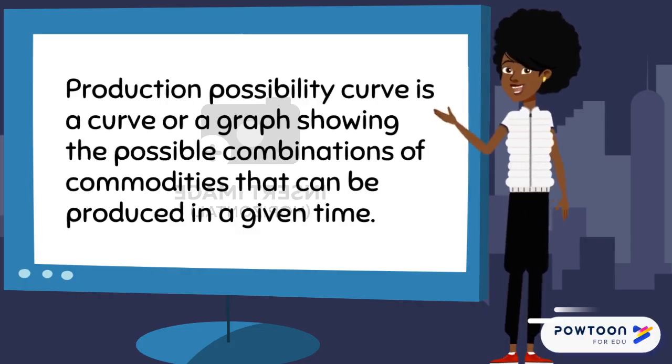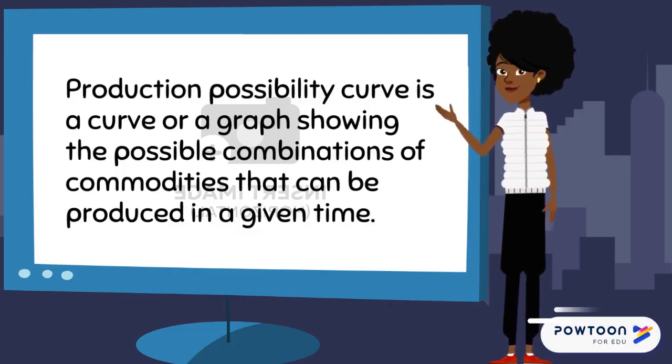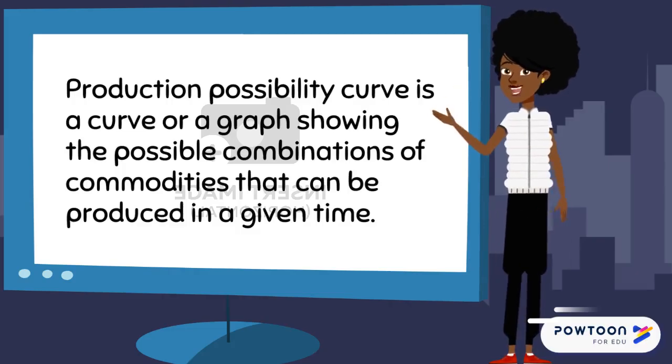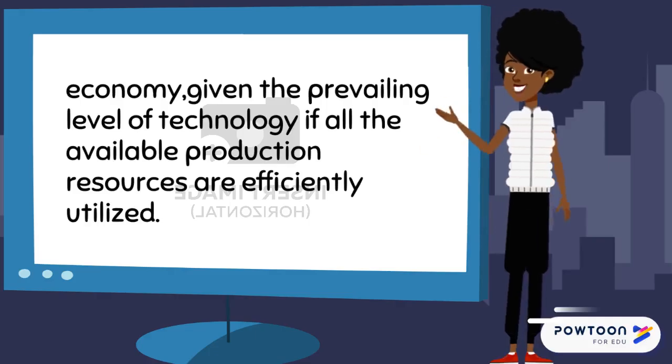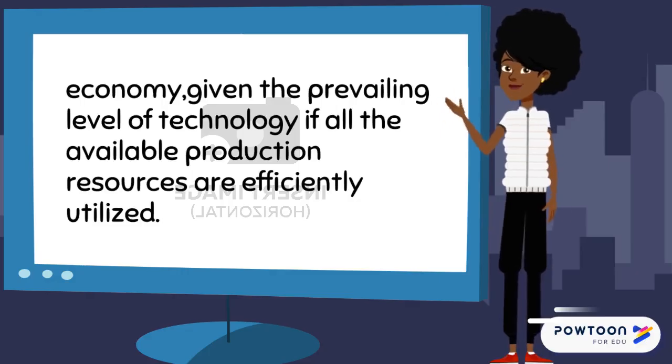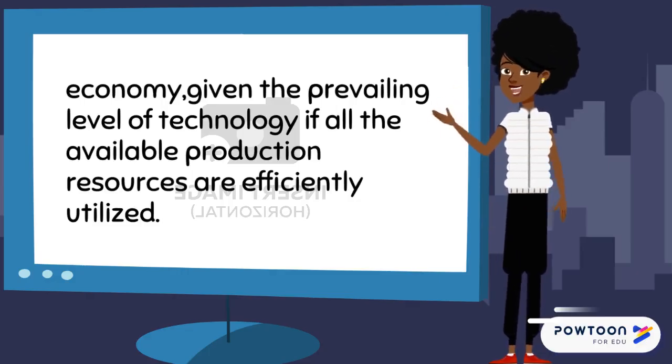The production possibility curve is a curve or a graph showing the possible combinations of commodities that can be produced in a given time or in a given economy, given the prevailing level of technology, if all the available production resources are efficiently utilized.